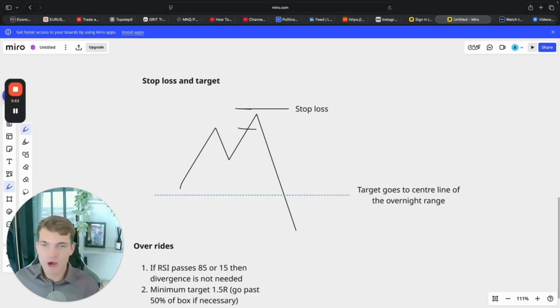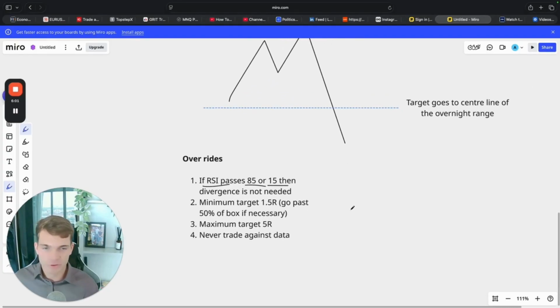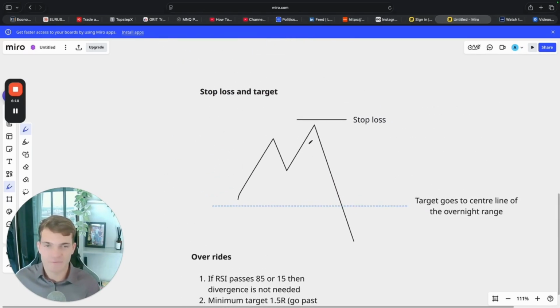Now, there's a few overrides of this which can happen. So if the RSI passes 85 or the 15, so if you're looking at a bullish RSI, this being the RSI here, and it passes past the 85, you no longer need a divergence. Divergence is not needed here, right? You can cross that out and you can simply enter on an inverse fair value gap.